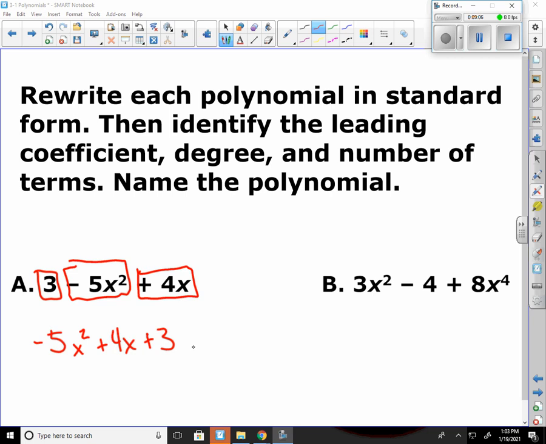So then the leading coefficient, or LC, is the number in front of my highest degree. So that would be negative 5. The degree is 2. The number of terms, I have 1, 2, 3 terms.